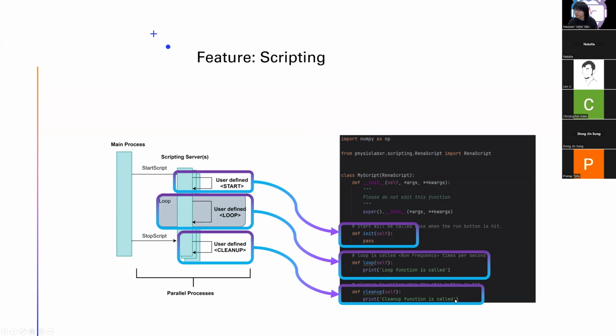And in the cleanup function, this function will be called at the moment we stop the script. So, for example, we can delete the predefined classifier and clean up the data buffer to prevent memory leaking.